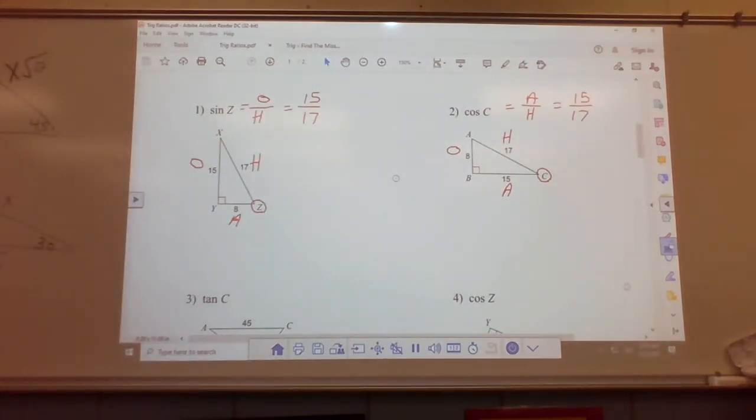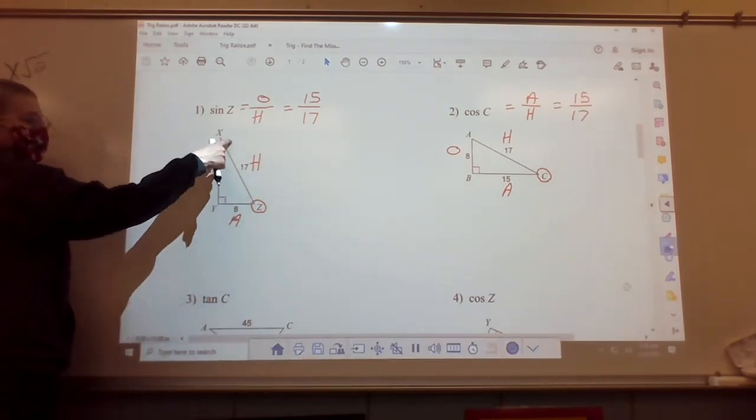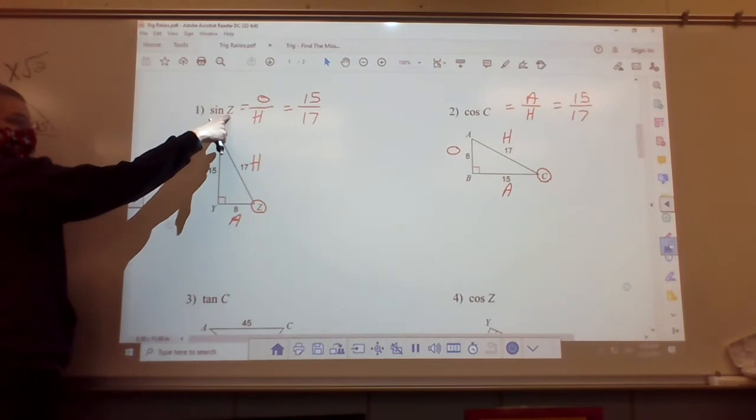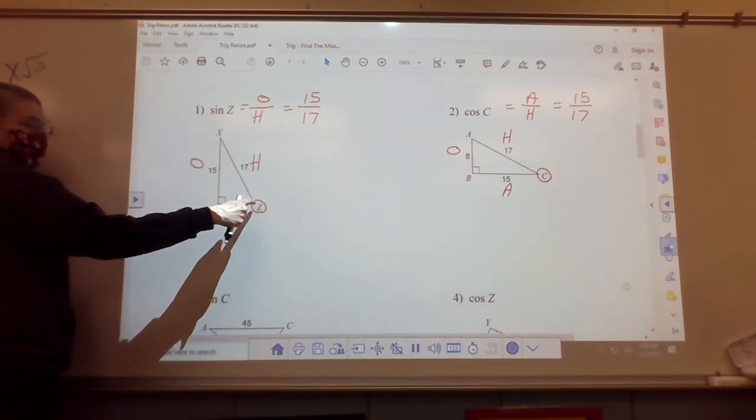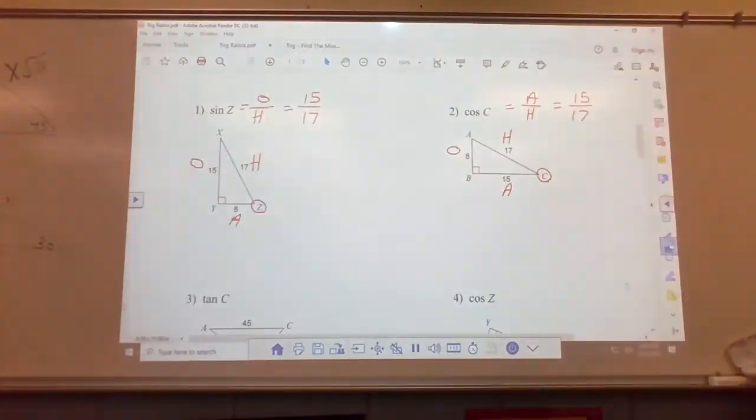So after you find the hypotenuse, what's the step after? I generally find the hypotenuse first, the longest side. Right. Then whatever angle's marked up here, I circled that, then I find the opposite. Okay. 1, 2, we good?